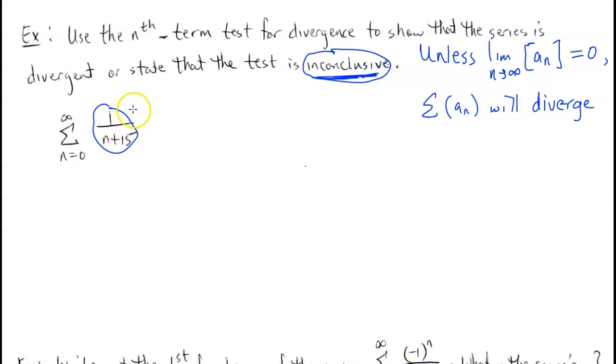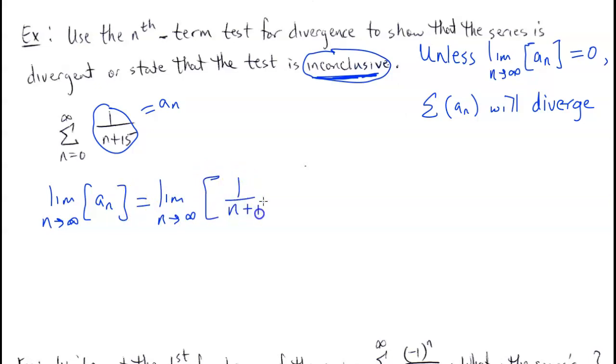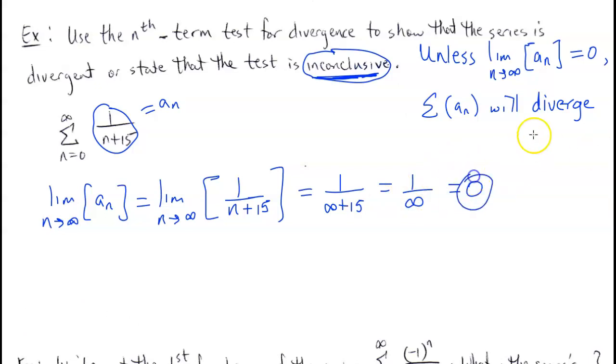Okay, so in this case, we're going to let this 1 divided by n plus 15 be a sub n, and we're going to take the limit as n approaches infinity of a sub n, which is essentially this here. And of course, if I plug in infinity here, the denominator goes to infinity, which means that this is going to go to 0. So because this goes to 0, this meets this condition.